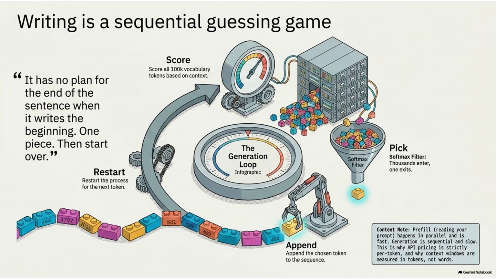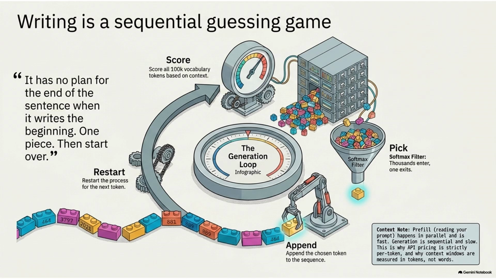Now, how does it actually write? It plays one game over and over and over. Step one, score. It looks at everything so far and produces a score for every single token in the entire vocabulary, all 100,000 of them. How likely is each one to come next? Step two, pick. Those scores go through a filter called softmax, which turns them into probabilities. Thousands enter, one exits, usually a high scoring one, sometimes a surprising one, which is precisely why these models are not boring. Step three, append. That one token gets stuck onto the end of the line.